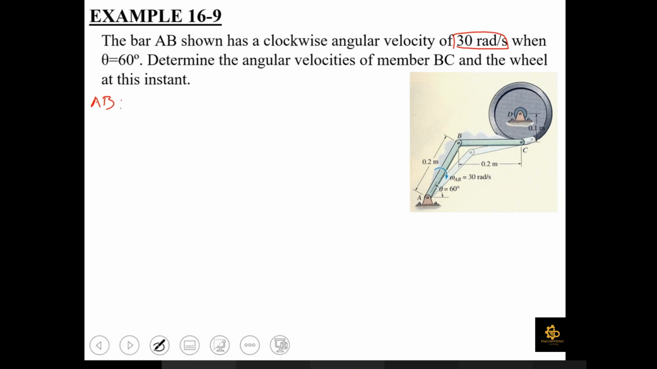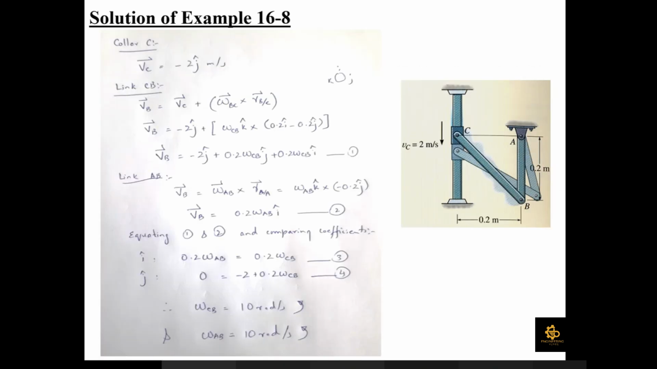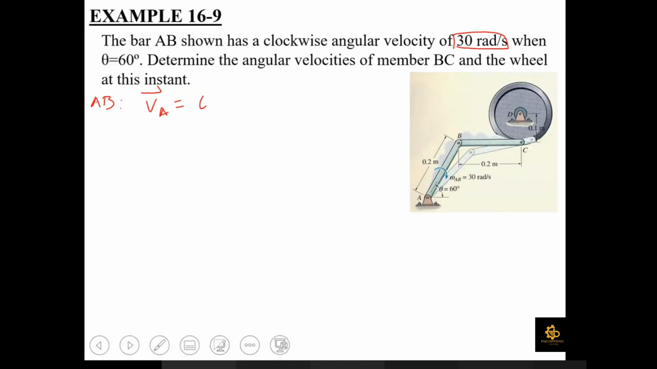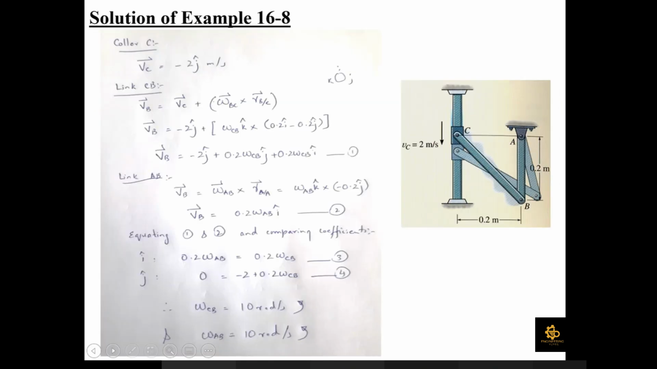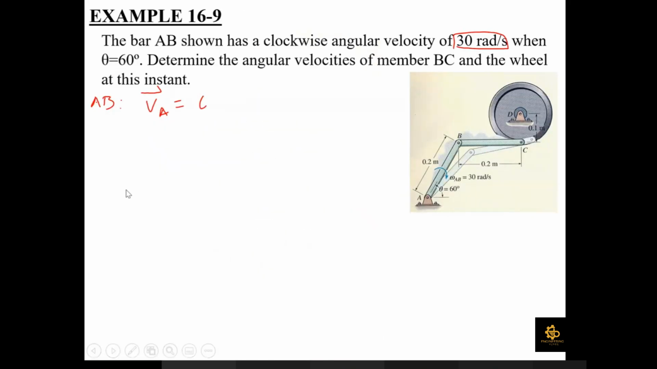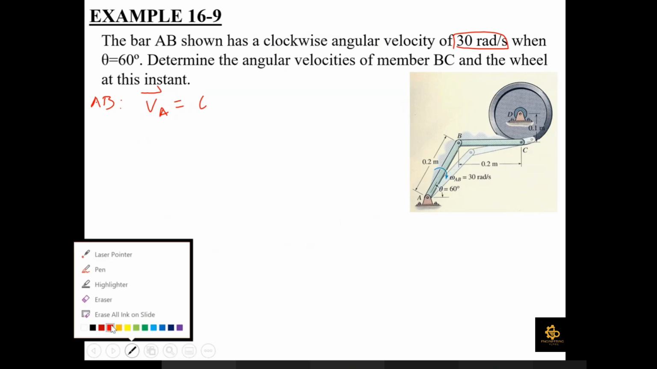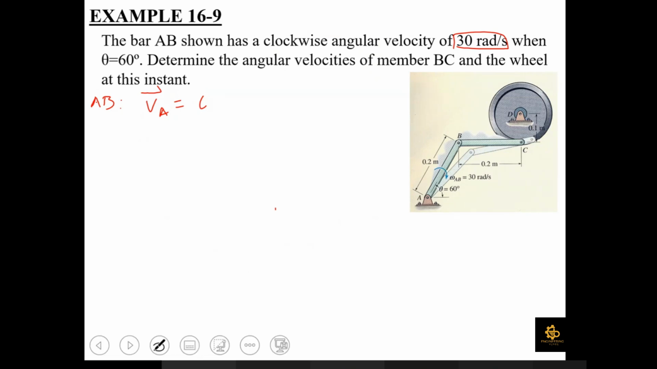AB, and for this link which is in pure rotation with respect to point A, what should be VB? It is going to be omega cross R. This is going to be omega cross R, but what should be the omega? It is omega AB cross RB. So what is omega AB?